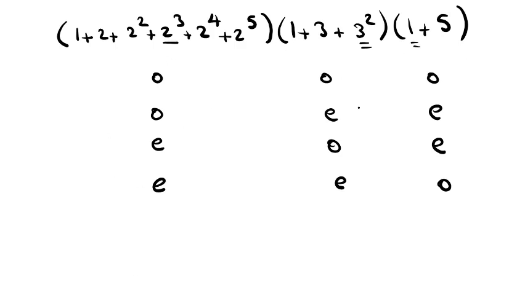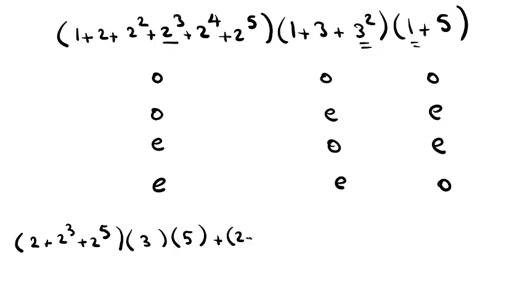So the first one, odd, odd, odd. You should say, okay, 1 plus, no, not 1, because the power must be odd. 2 to the power of 1 plus 2 cubed plus 2 to the power of 5 times, here odd, it will be 3, here odd, it will be 5. Plus. Now it was the first case. Second case, odd again. We say 2 plus 2 cubed plus 2 to the power of 5, even, so it will be 1 plus 3 squared and 1 here. So we've calculated the first two cases.